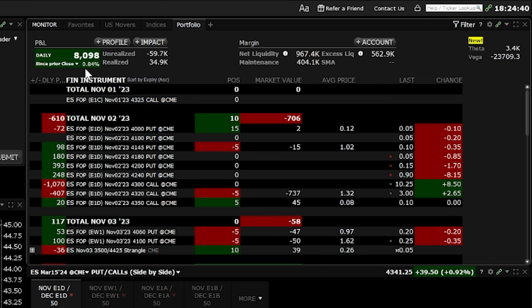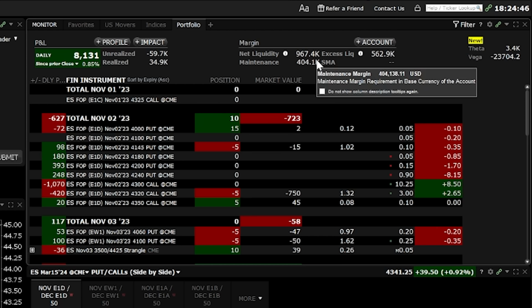So I'm sitting with an $8,000 MTM profit today. And net liquidity is 967.4K, which means that if I close all my positions, how much money will I get back? It's about 967.4K. That's close to 1 million. Sundar ban gaya US millionaire. So very soon I will become a millionaire by US standards.